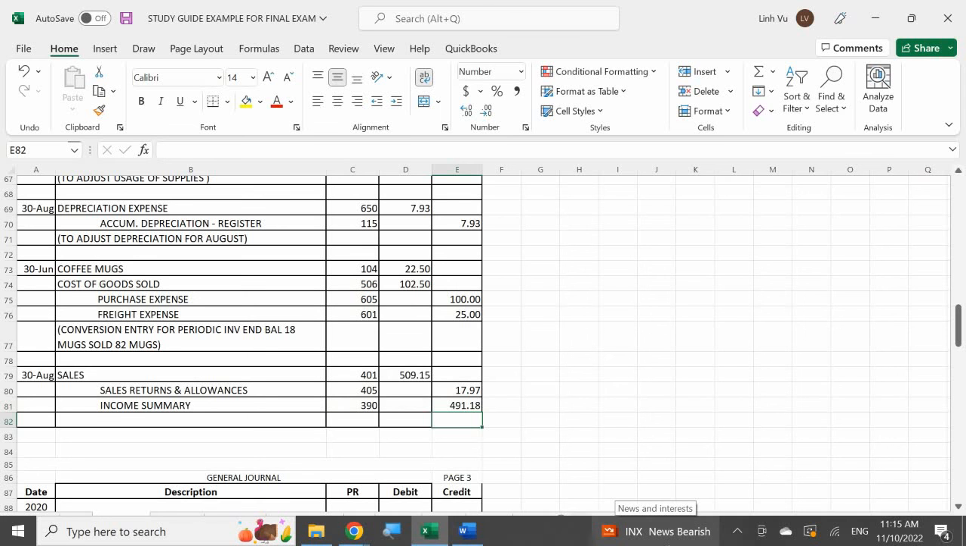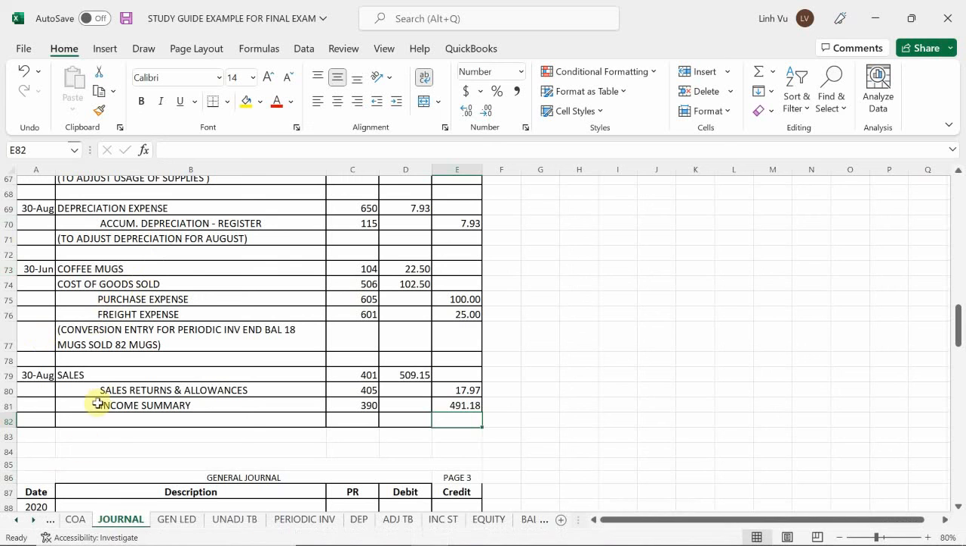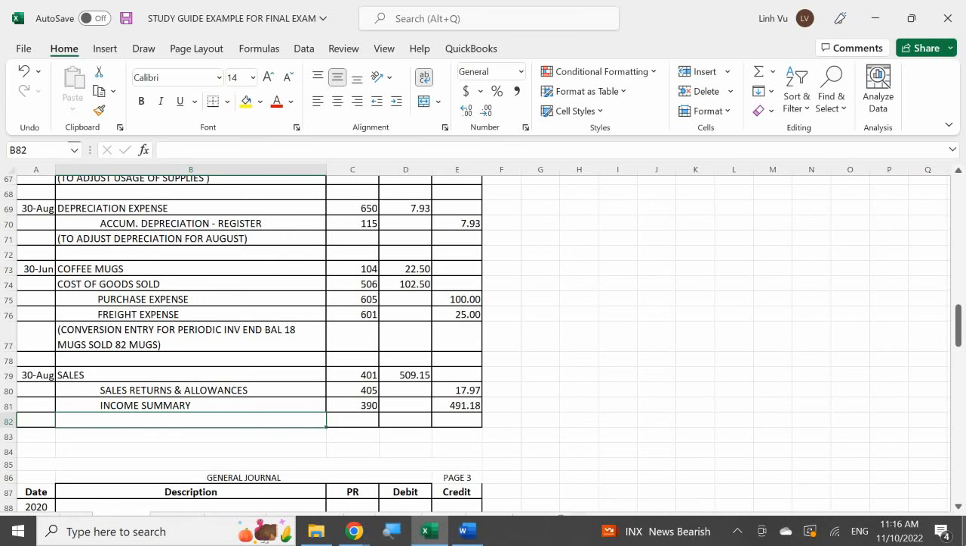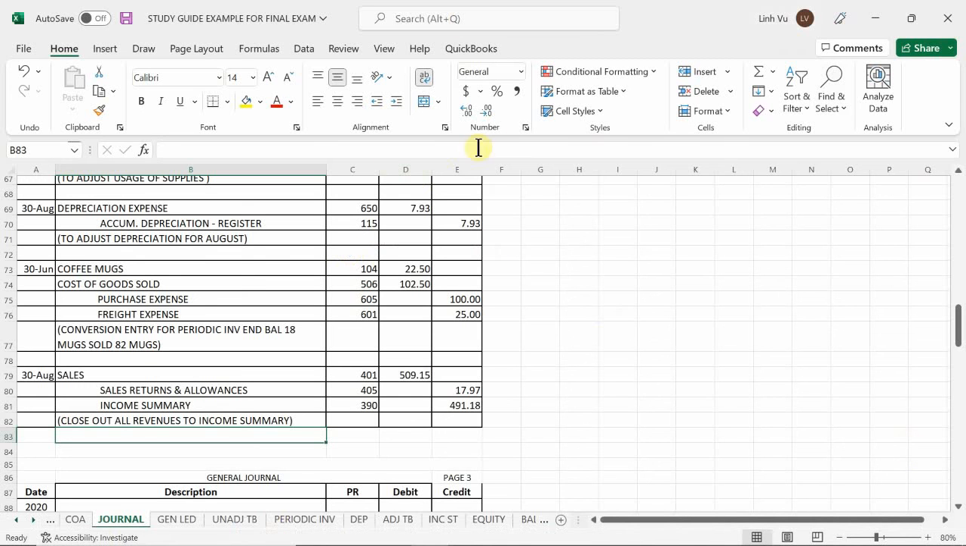Okay, so 509. Okay, I see. So my note here is I'm going to close out all revenues to income summary. That means I've got to update my income summary for $491.18.